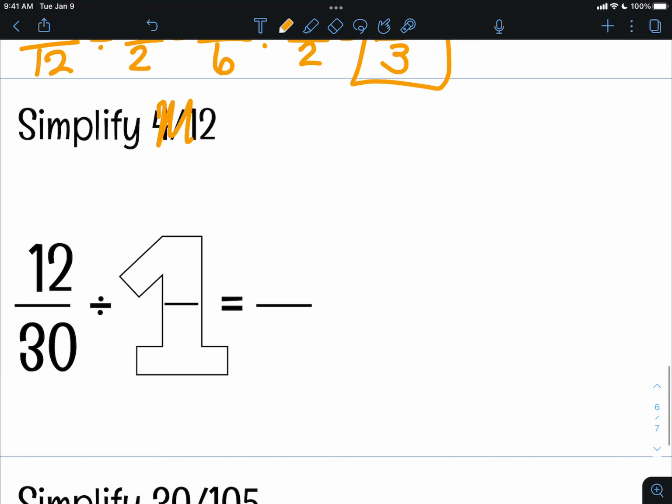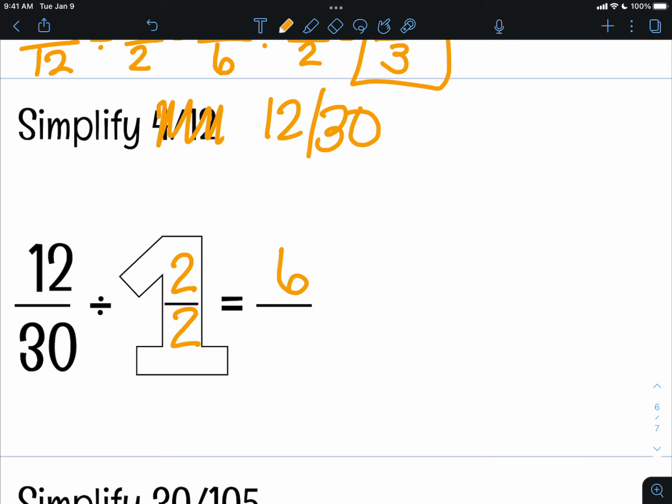And apparently I wrote the wrong thing right there. That should say 12/30. All right. These are larger numbers than the one before. Let's say I'm going to start with 2. They're both even numbers. So we're going to divide by 2 halves. The numerator, 12 divided by 2 is 6. And the denominator, 30 divided by 2 is 15. I'm going to keep on going.